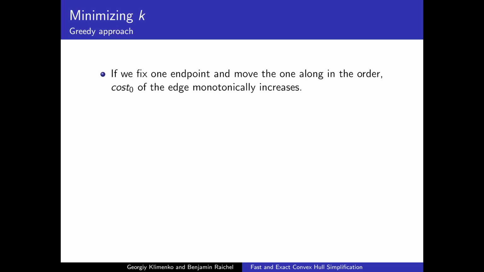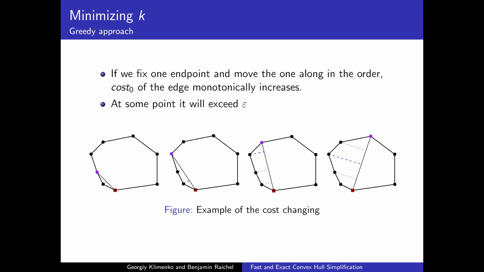Another important observation is that we can be greedy when selecting the points. If we fix any vertex and move another one further along the clockwise order, cost would monotonically increase. This means that once we exceed epsilon, we know that for all vertices further along the clockwise order, cost would keep exceeding epsilon. Also notice that picking an earlier vertex could result in a smaller cost overall for the whole hull, but for the min k version of the problem, we are not minimizing the cost, we are only requiring that the cost does not exceed some given epsilon.